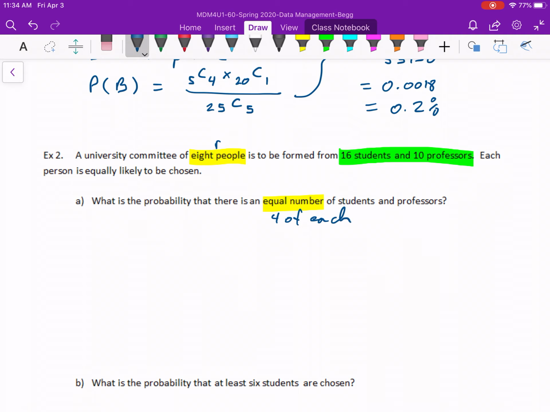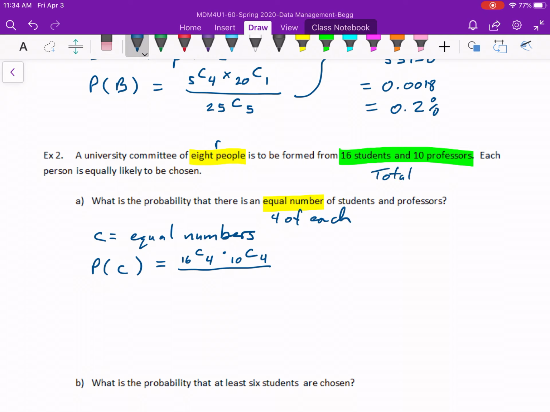So if we call that event C, then the probability of event C happening is we need 4 of the 16 students. So 16 choose 4, order doesn't matter. We need 4 of the 10 professors. And there's a total of 26 people, right? And everyone's equally likely to be chosen. So we also have to consider that as well.